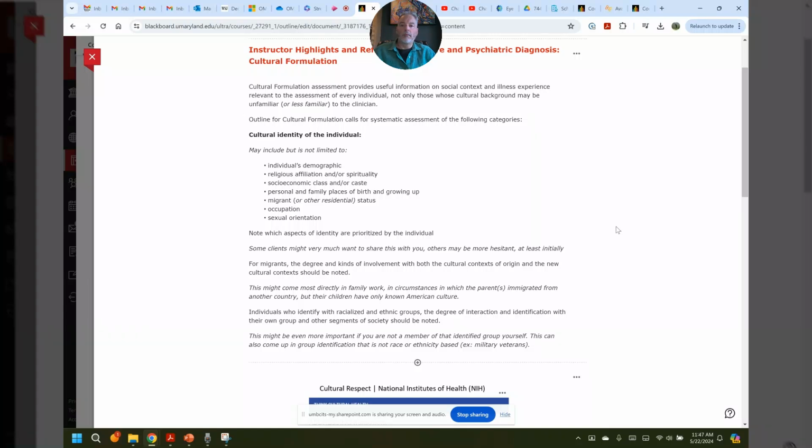Okay, so let's take a look at the next subsection under cultural and psychiatric diagnosis, and that's cultural formulation. At its highest level, cultural formulation is about pulling those cultural and social aspects into your assessment and making sure they're a part of your assessment. That's, to me, the highest, most simplified version of that definition.